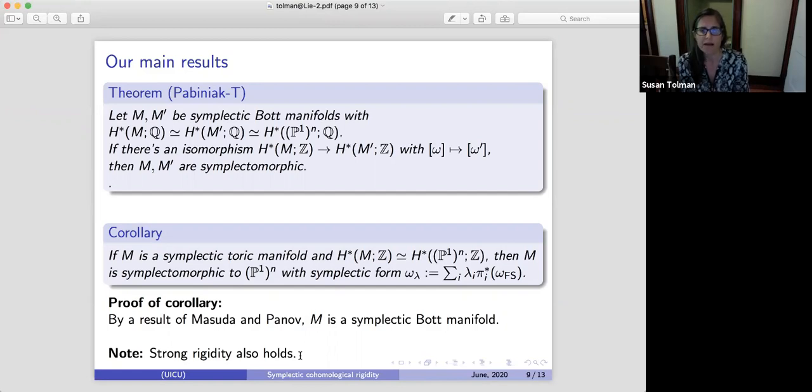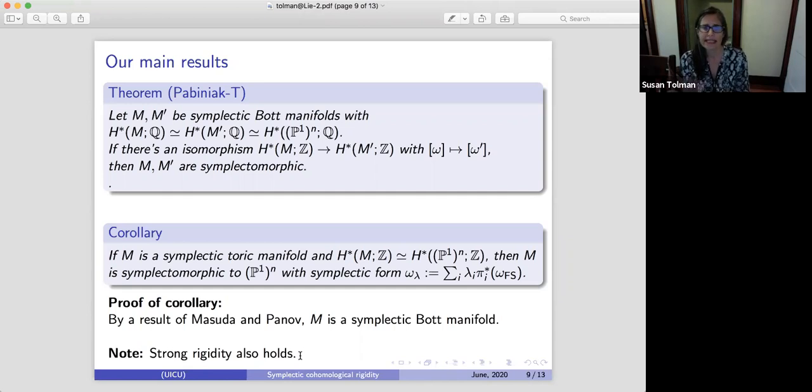So in particular, if you're not that happy with Bott manifolds, this has a corollary, which is maybe a little friendlier. If M is a symplectic toric manifold and the cohomology ring of M is isomorphic to the cohomology ring of P^1 to the N over the integers, then M is symplectomorphic to P^1 to the N with one of the standard symplectic forms. I just want to take the Fubini-Study forms, pull them back, and multiply them by some constant. So that's the standard product form.